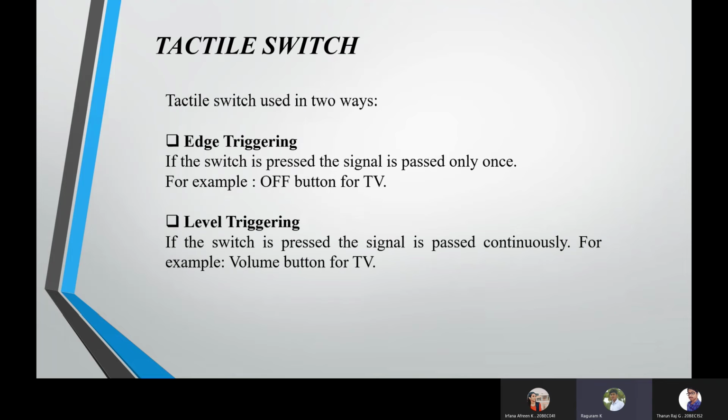In this tactile switch, there are two modes of triggering, that is edge triggering and level triggering. Edge triggering is when the switch is pressed once. If the switch is pressed continuously for a long time, it is called level triggering. For example, switching off the TV is edge triggering, whereas pressing the volume up or down button on the TV is an example of level triggering.